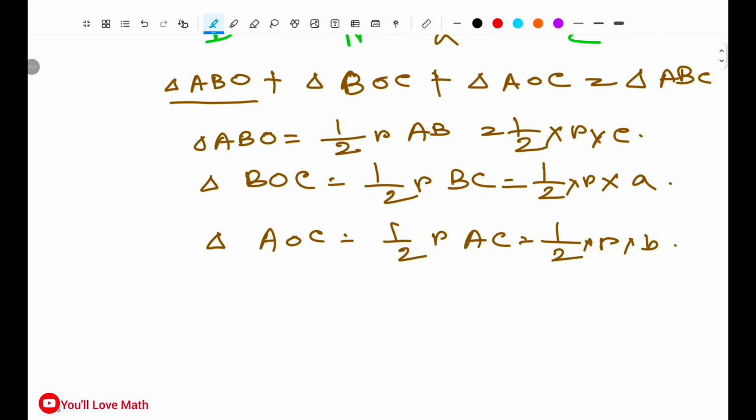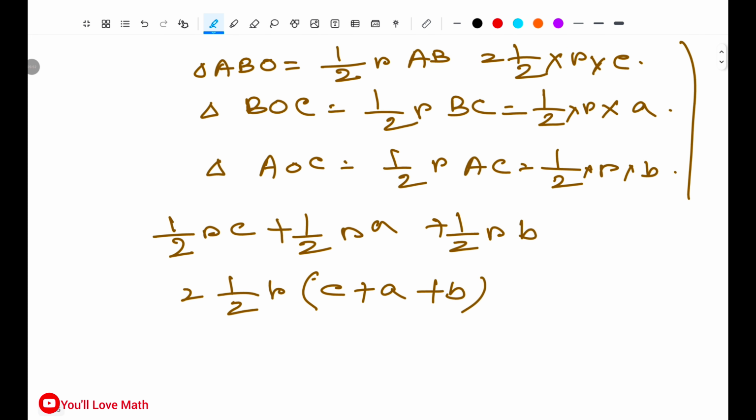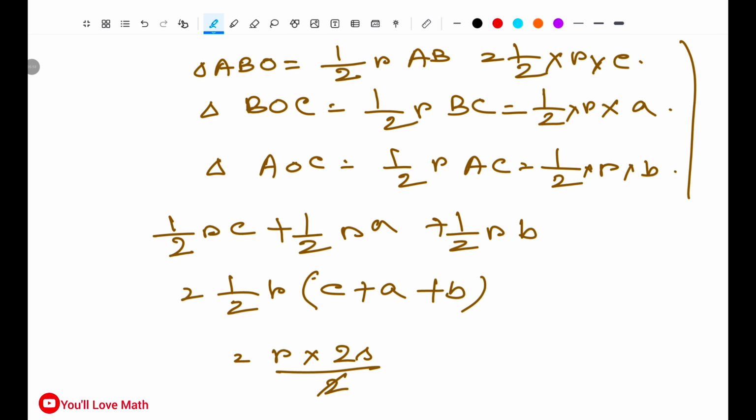Fine. So what will be the total area? If we sum all three, we can take half into R common: half into R into (c plus a plus b). We know that a plus b plus c equals 2s, the total perimeter. So we can cancel out 2, and R into s is proved. A beautiful theorem of mathematics is proved here.